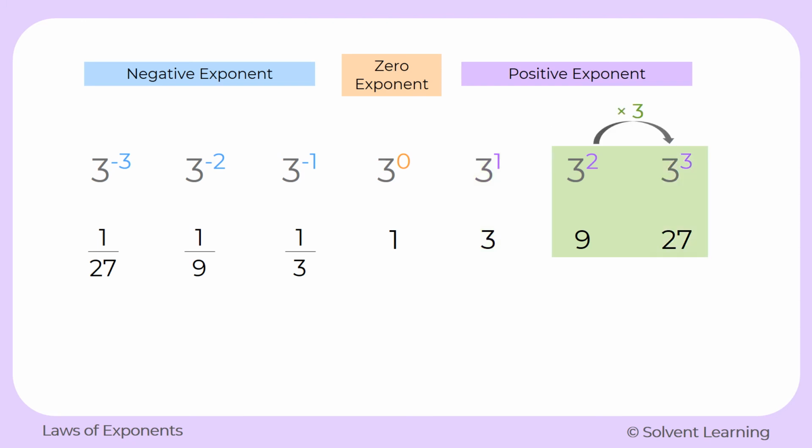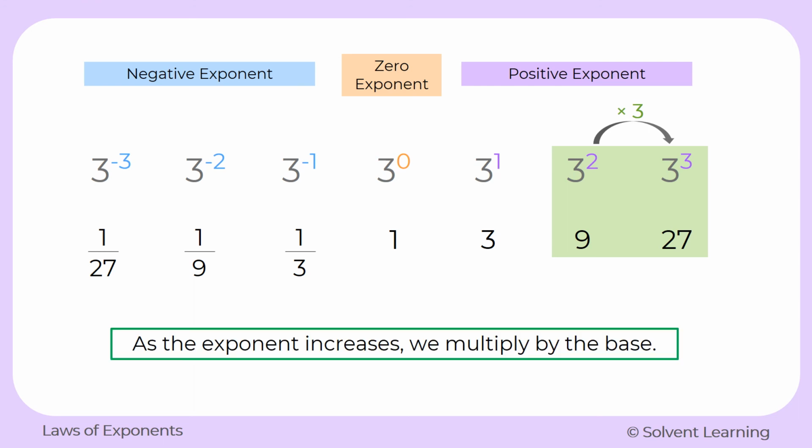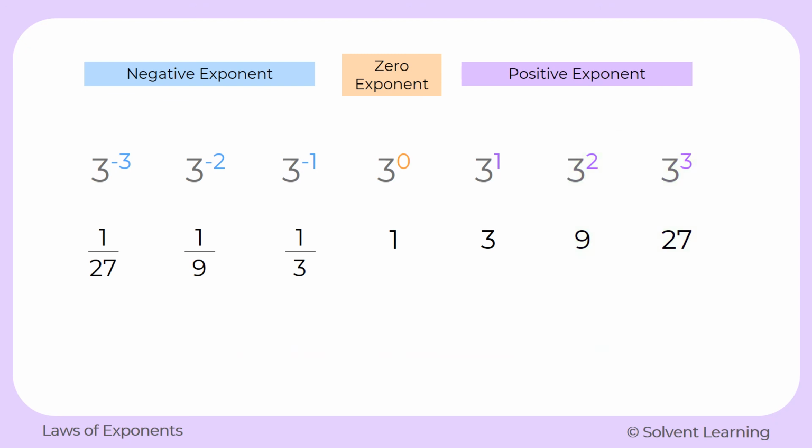The same thing for going from 3 squared to 3 cubed. It's just like multiplying by another 3. We start with 9 and multiply that by 3, and we get 27. So we could say that the pattern here is that as the exponent increases, we're multiplying by the base. Every time the exponent goes up by 1, we're multiplying by another of the base. Let's see what other patterns we can find here.